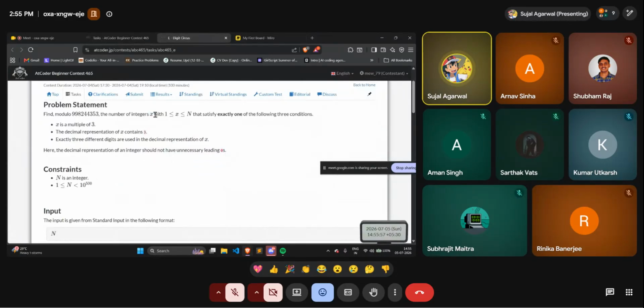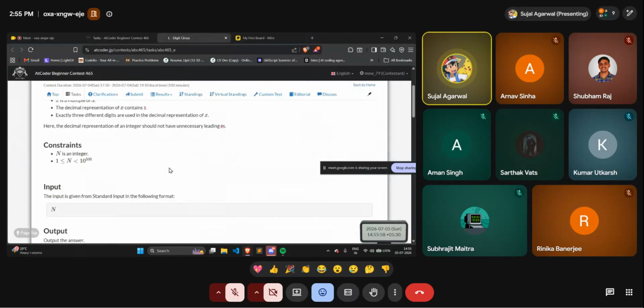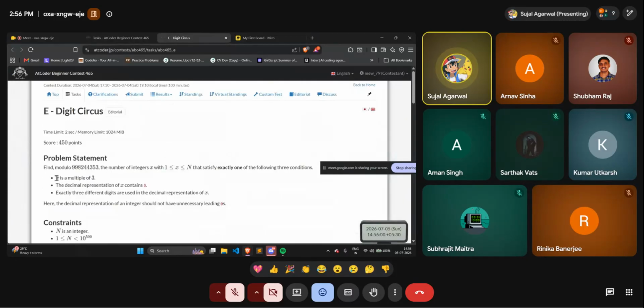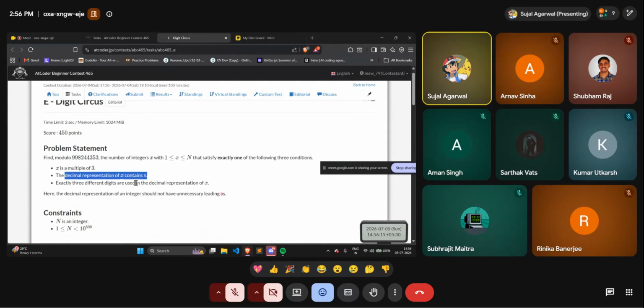And then we need to count the number of integers x possible, right? There can be an overlap between these conditions, multiple conditions. Like x is a multiple of 3, and at the same time x can have a 3 in the decimal representation of it, right? So this is sort of an inclusion exclusion problem.